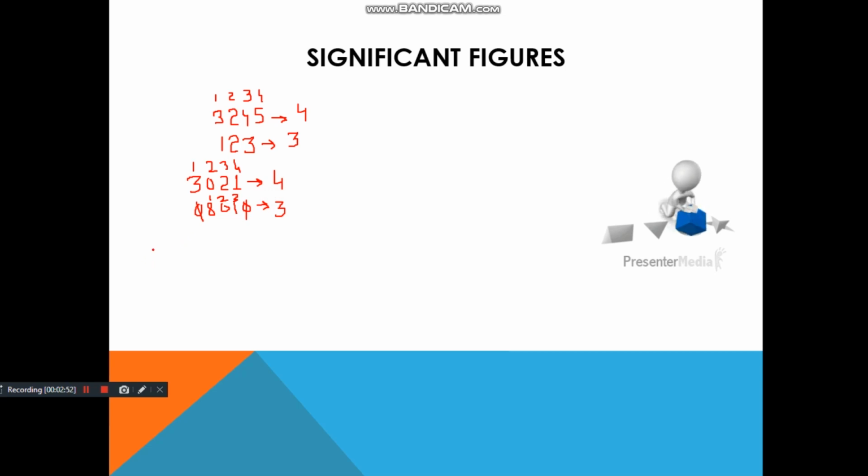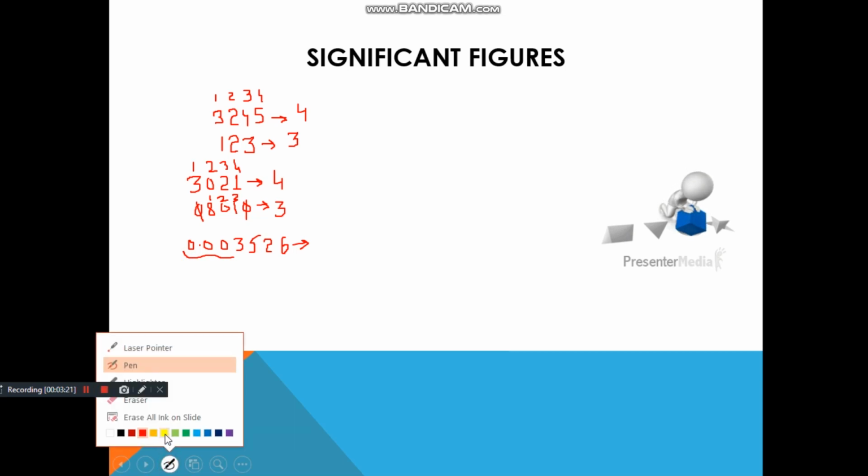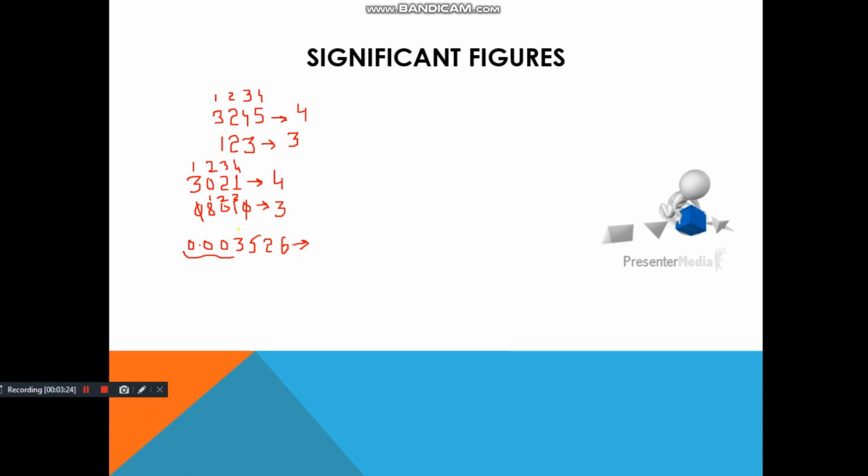Now the next rule is, for example, leading zeros. I already explained that leading zeros you will not count. But what if there is a decimal, like this, 0.003526, and I ask you how many significant figures are in this number? You will not count these zeros. Beginning zeros or leading zeros you are not going to count. So this is your first significant figure, then second, third and fourth. So your answer will be 4 significant figures.